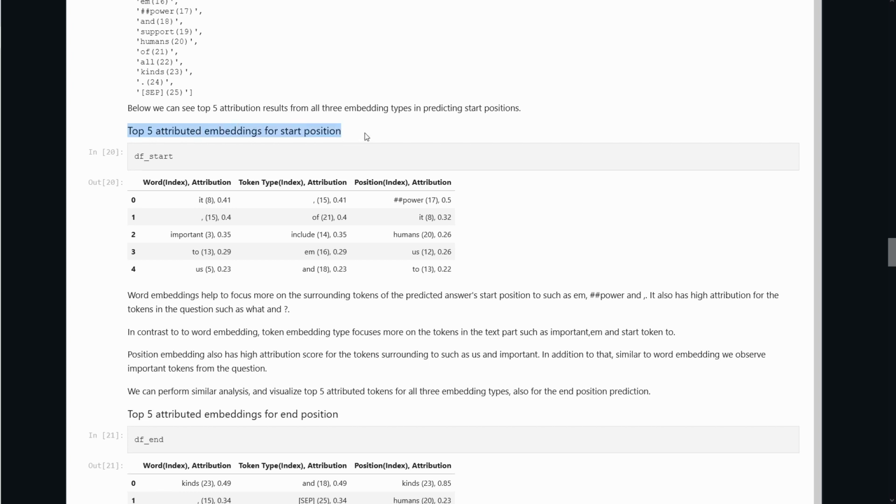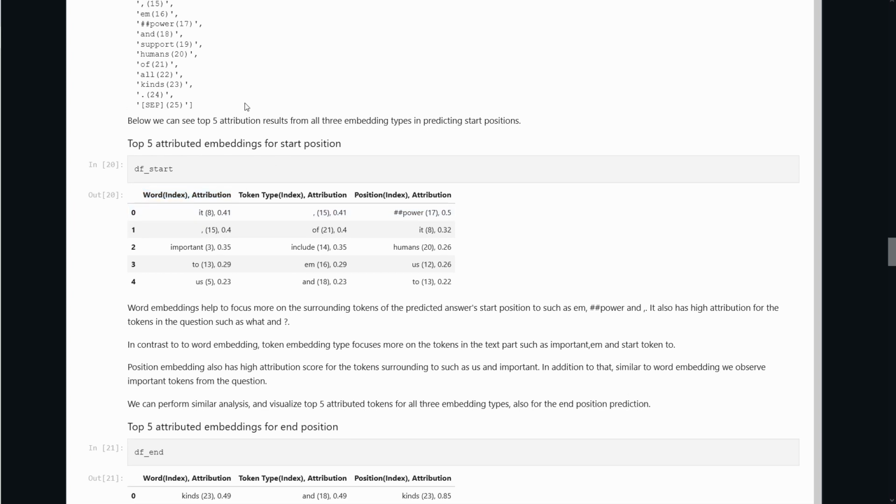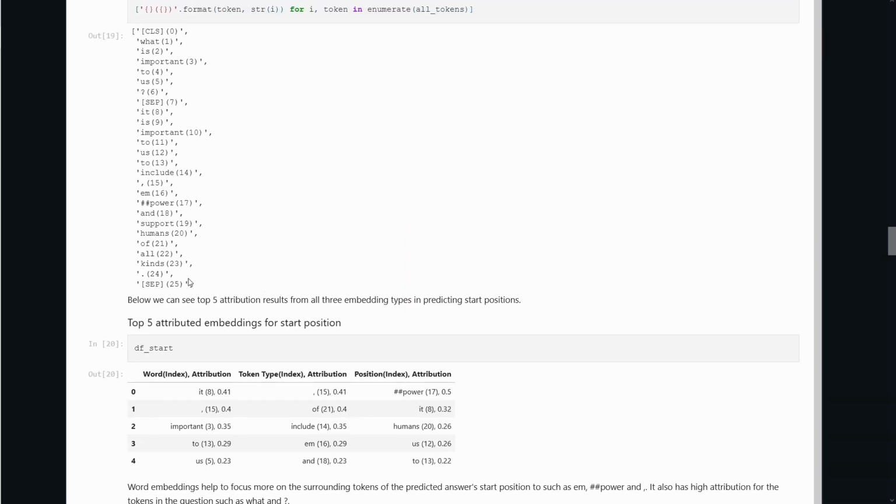Okay, what the system comes up with, the top 5 attributed embeddings for the start position, is now for our word based attribution distribution, we have it here. And it is the "it", because we have several commas and interpolation and everything. We have "it" at 8. So we have the "it" here from position 8. And then we have the comma from position 15. This one says, okay, here we start. No, it should be 213, but it says comma 15 or "it" 8. I mean, this is the beginning of the answer.